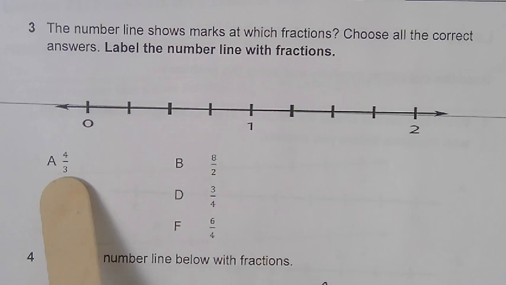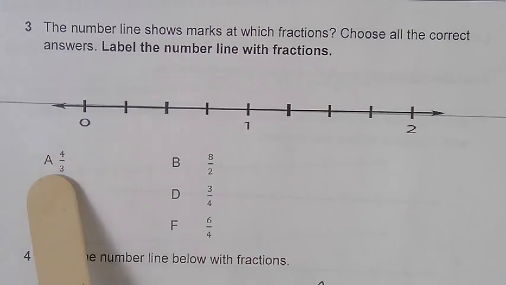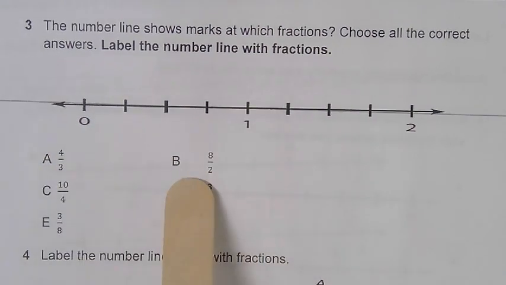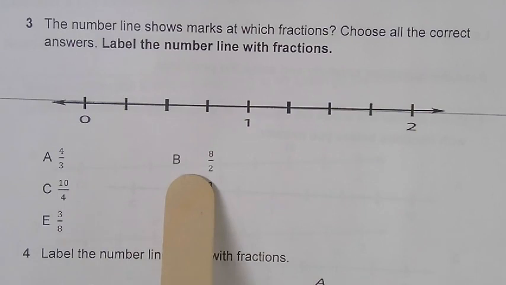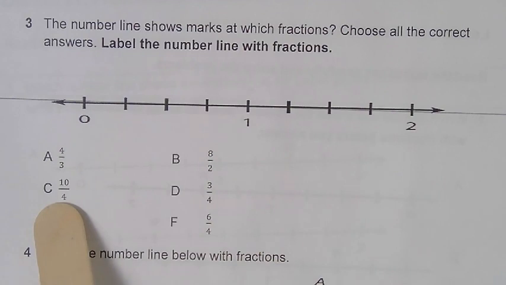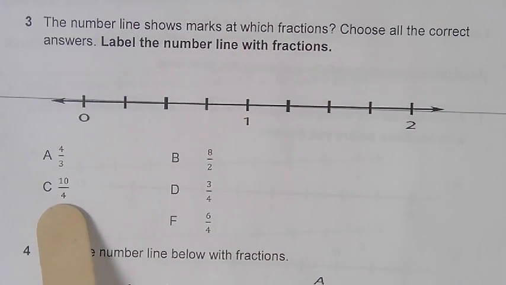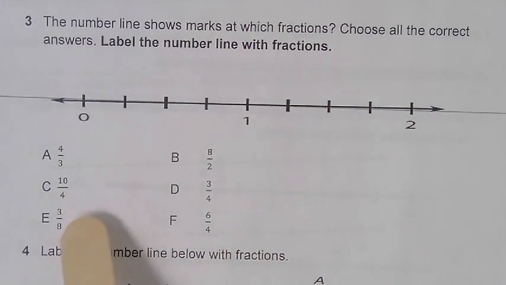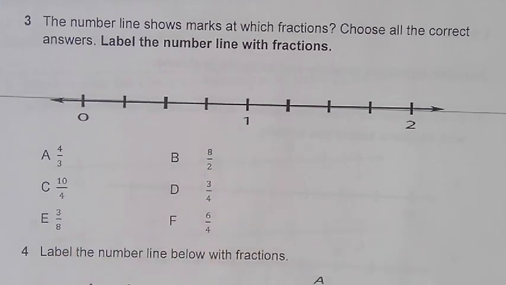If 4/3 is on your number line, you would circle it. If it's not, leave it alone. 8/2. If you see that on the number line that you just labeled, circle it. If not, leave it alone. 10/4. If you see 10/4 on your number line, circle it. If you don't, leave it alone. So on and so forth. Pause the video to finish those and then unpause when you're ready to move on to the next question.